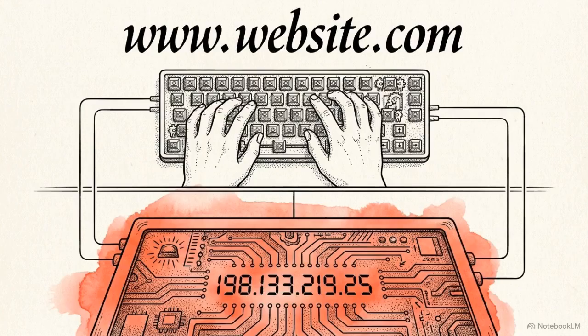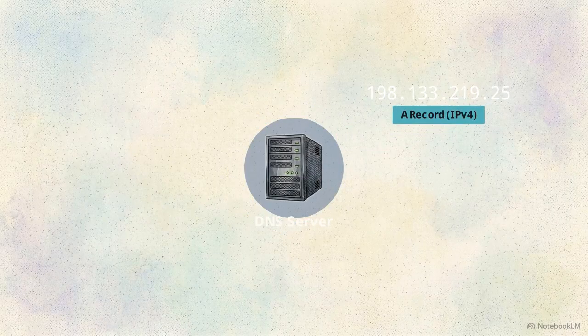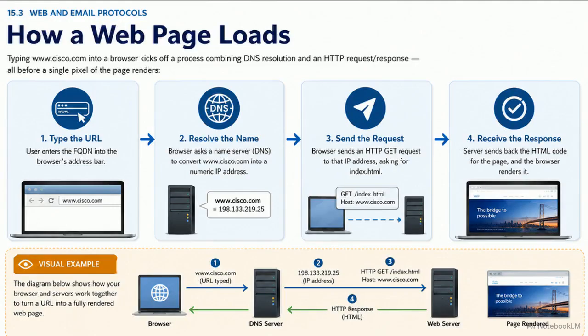When we look at web traffic, we hit a clear routing problem. Humans navigate using names, but routing hardware requires numeric IP addresses. The Domain Name System, or DNS, solves this. It acts as an automated directory service, mapping a fully qualified domain name like Cisco.com into an IPv4 record or an IPv6 AAAA record. This sequence shows how DNS and transfer protocols load a web page.